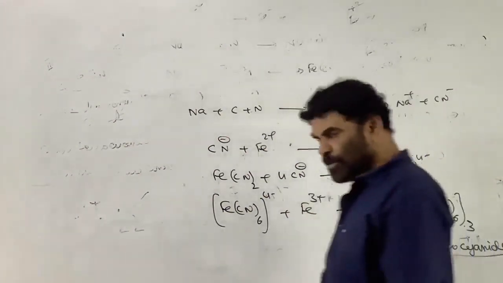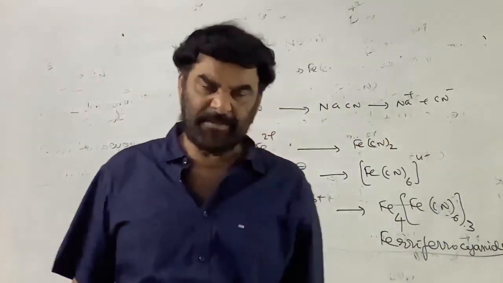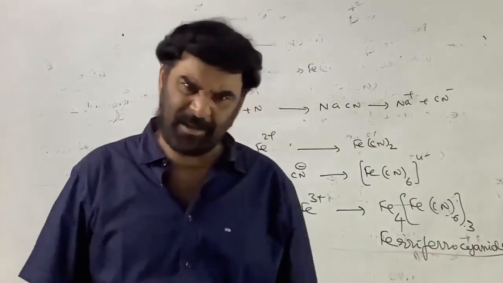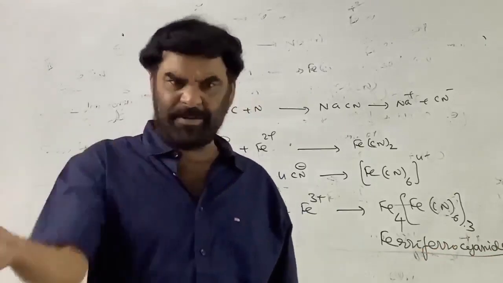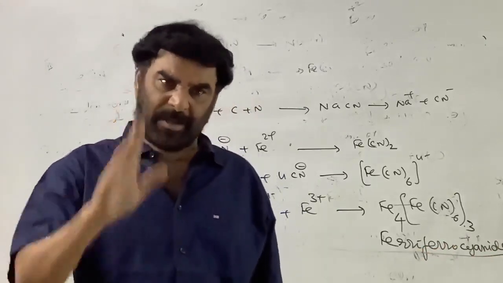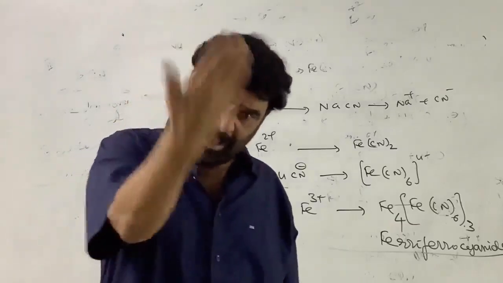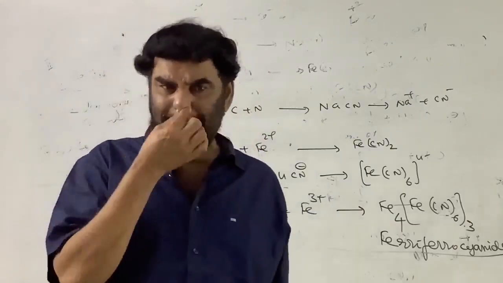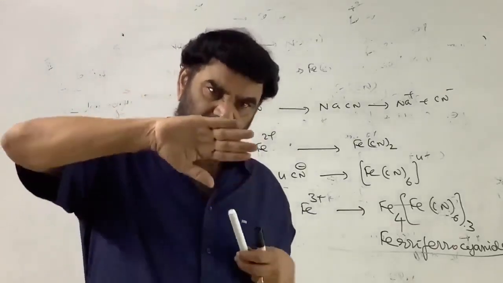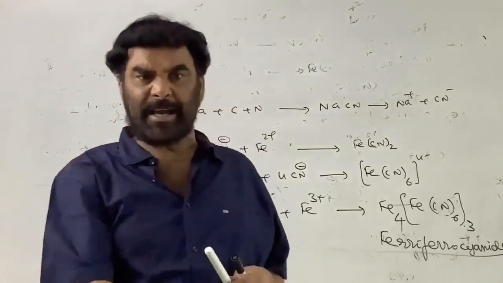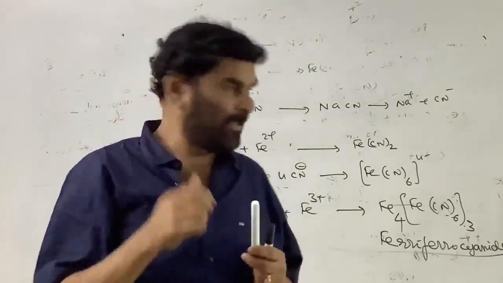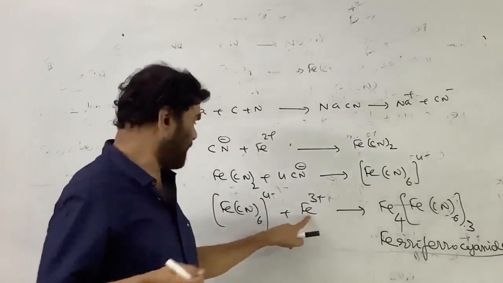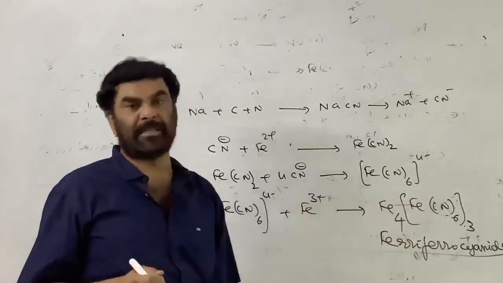Or else there is another procedure: instead of sulfuric acid in the last step, you can use HCl also. If HCl is used, ferrous sulfate dissolves in HCl and ferrous chloride is formed. Further, you are adding ferric chloride externally. So instead of converting the ferrous ion into ferric ion, you are adding external ferric ion. Ferric chloride is the source for the ferric ion. The ferric ion reacts with the ferrocyanide formed.